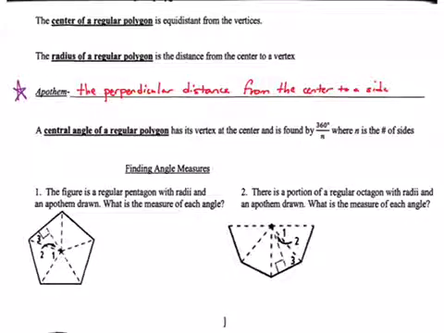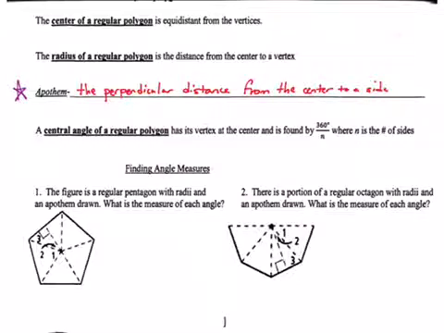Section 10.3, Area of Regular Polygons. The center of a regular polygon is equidistant from the vertices. The radius of a regular polygon is the distance from the center to a vertex. The apothem is the perpendicular distance from the center to a side.